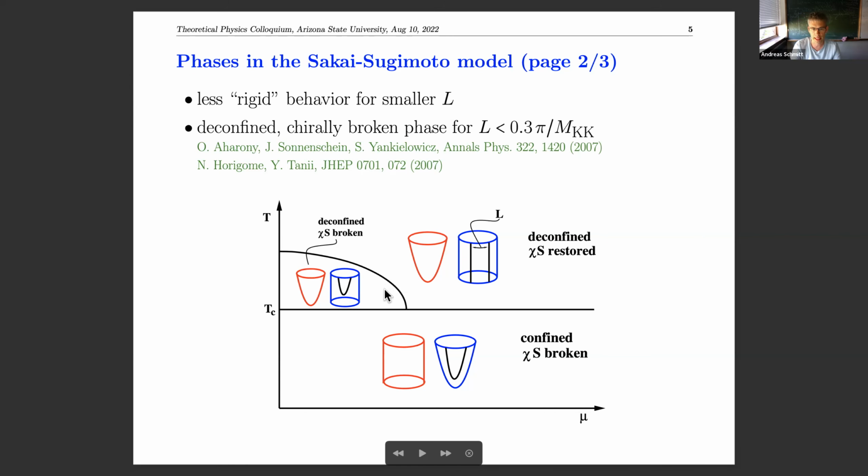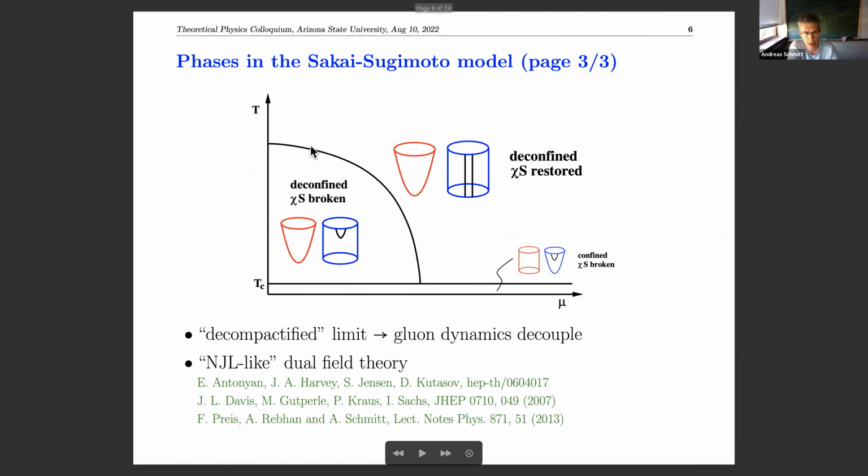But the way I think of this is as follows. Suppose we make this asymptotic separation L even smaller. So relatively speaking, this becomes larger compared to the critical temperature. You can think of this as a decompactified limit, right? Because now, if I'm sitting on these branes, I know very little about the fact that this closes. In this sense, it's decompactified. And I can think of this part, if I forget about this confined phase, as a model where I have a mu-dependent chiral symmetry breaking phase transition. Very similar to the NJL model.